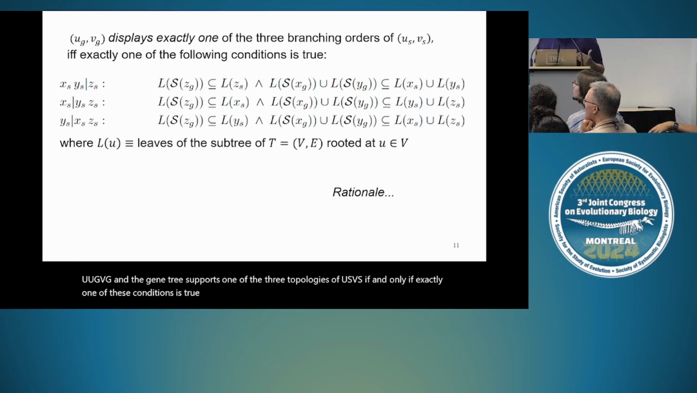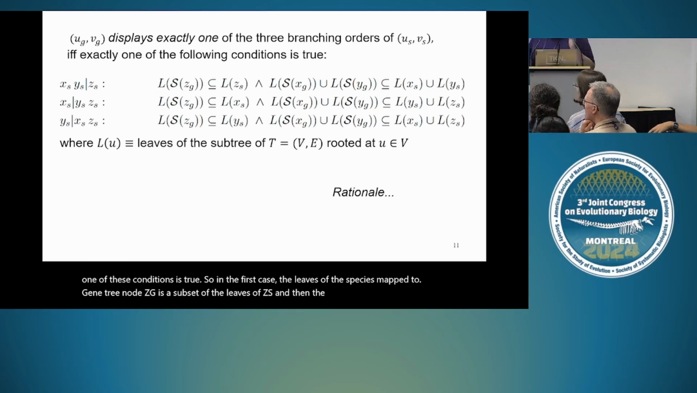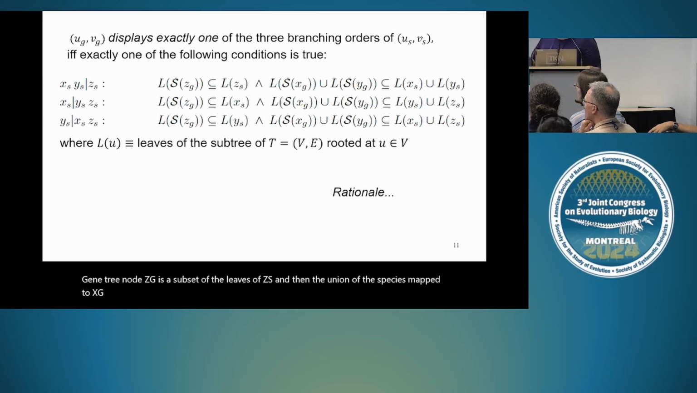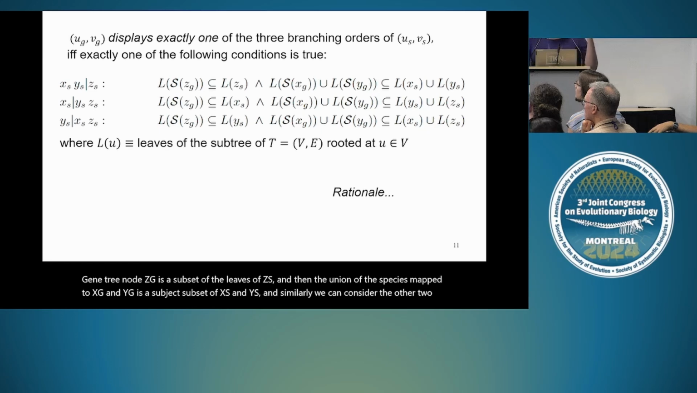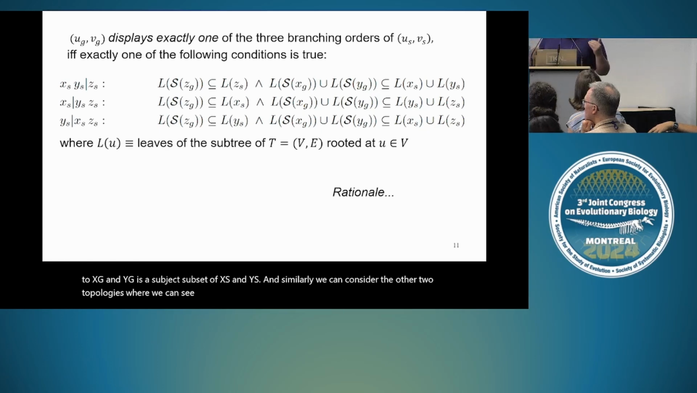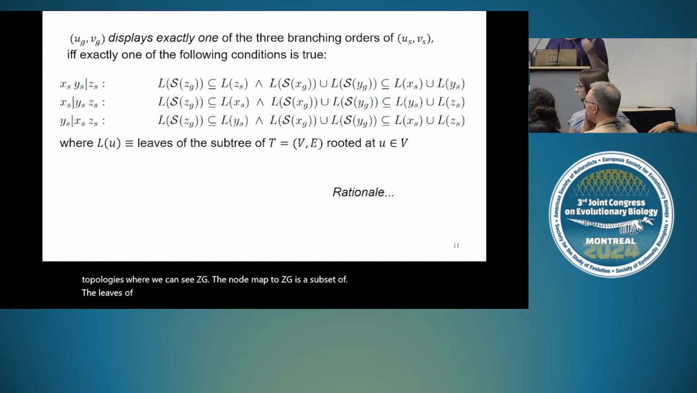In the first case, the leaves of the species mapped to gene tree node ZG are a subset of the leaves of ZS, and the union of the species mapped to XG and YG is a subset of XS and YS. Similarly, we can consider the other 2 topologies, where the node mapped to ZG is a subset of the leaves of XS, and then the leaves of YS.